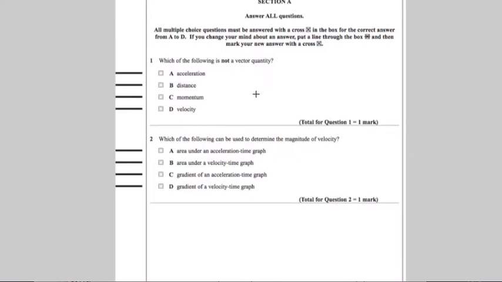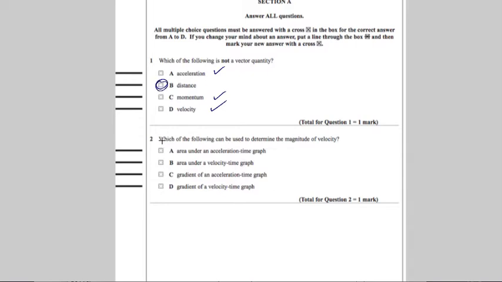So, Section A. Which of the following is not a vector quantity? Remember, a vector is something that has both a direction and a magnitude. So let's think of which one of these does not make sense as having a direction. Acceleration definitely has a direction, momentum definitely has a direction, and velocity definitely has a direction, so it must be distance.